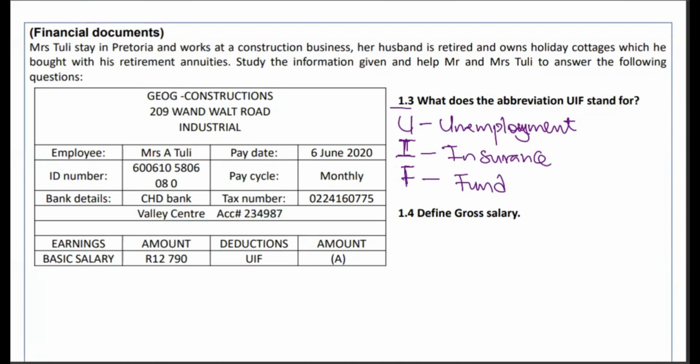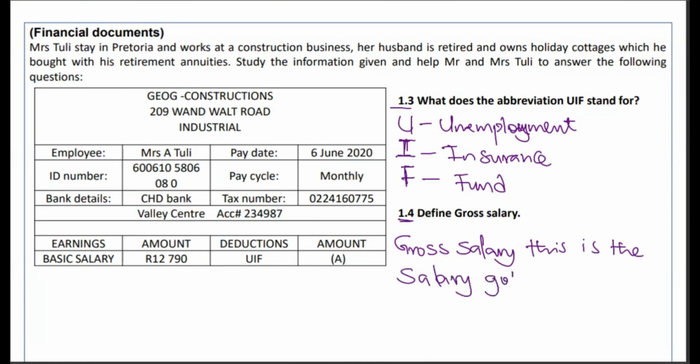All right, we go ahead, they ask us to determine the term gross salary. When we look at the gross salary, we shall say this is the salary obtained, we are interested in before deductions. Actually, this is the total salary. Don't forget that. So total salary got before deductions. That is gross salary.